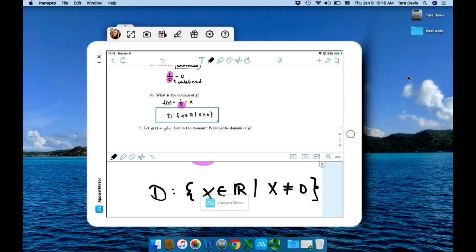Okay, that's the domain. Let's see another example of domains.